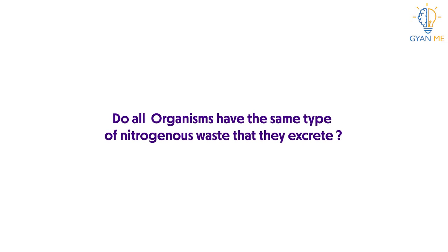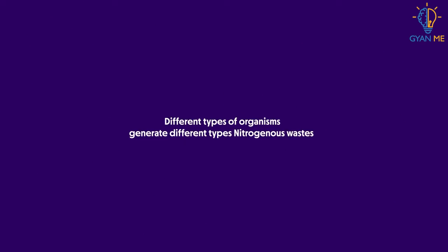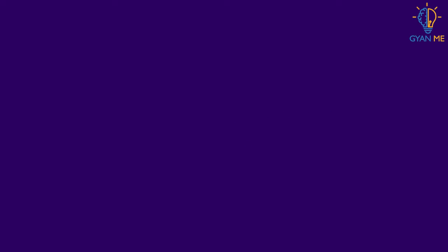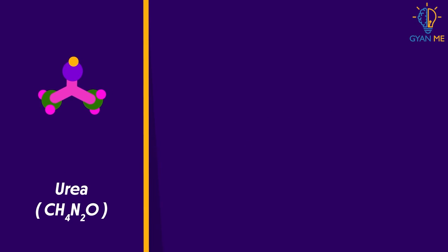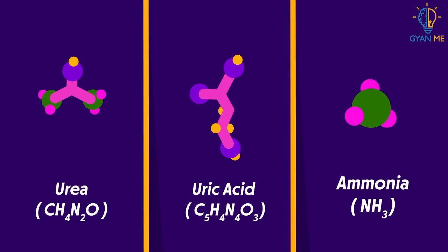So now the question is, do all organisms have the same type of nitrogenous waste that they excrete out from their body? The answer is no. Different types of organisms generate different types of nitrogenous wastes. For example, some organisms generate urea, while some generate uric acid and the others may generate ammonia.